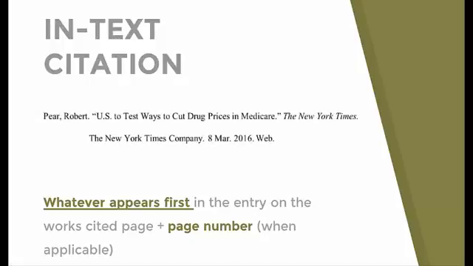To write an in-text citation, you need to follow one simple rule. Write whatever appears first in the entry on the Works Cited page, plus a page number if your source has page numbers. Let's look at our example from before. To write an in-text citation for this, I would need to use what I see first here, the author's last name. I won't include a page number because websites don't have page numbers. Next, I'll put it within parentheses, pop it at the end of a quote, end it with a period, and that's it. I have an in-text citation.